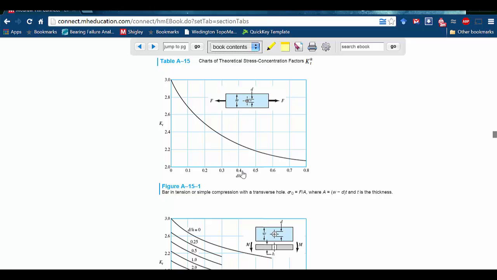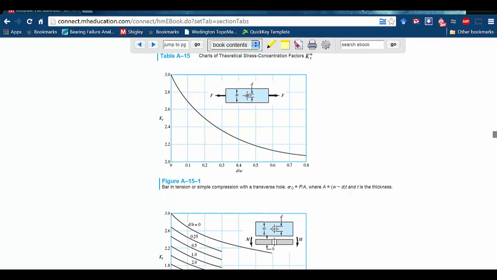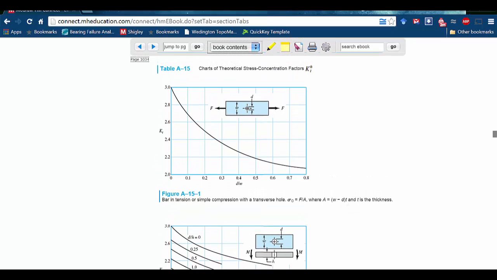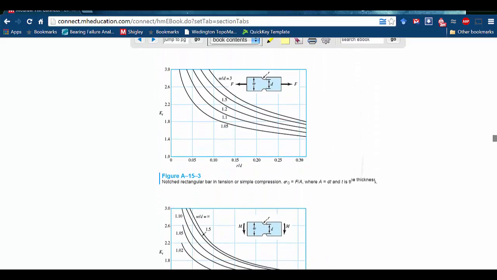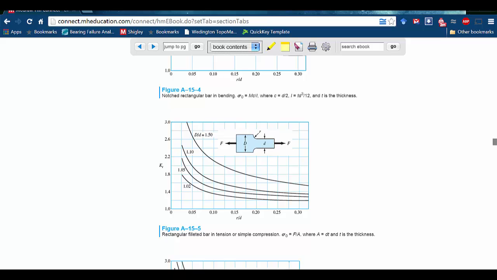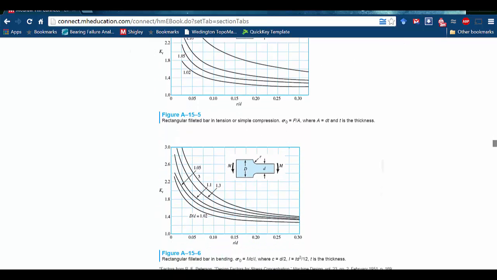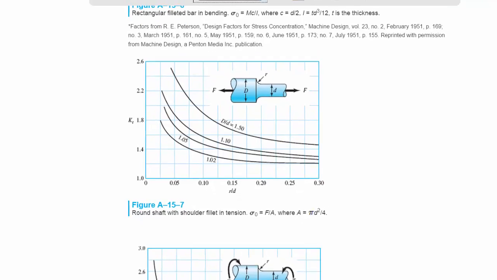If D over W is half, so if the diameter of the hole is about half the width of the part, our KT factor would be about 2.2. As we go off one direction or another, we can make some approximations based on the way this figure is shaped. There are a few simple cases which we can match to whatever loading situation we have, and you can scroll through these on your own. These are all 2D up to 15.4, 15.5, and then we start moving into the 3D case.